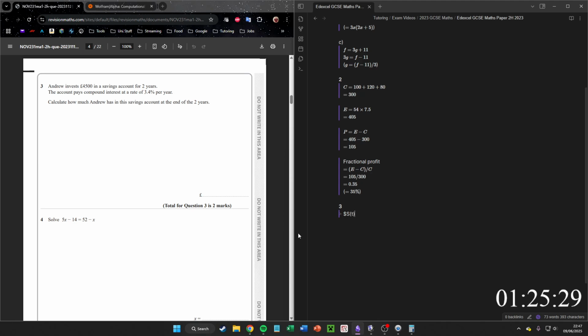S as a function of t is equal to S naught, the initial savings, multiplied by the interest rate, where the interest rate is a multiplier, to the power of t, where t is time in years. So I can then do S naught, 4,500, times our multiplier. Because we have 3.4% per year, it's going to be 1.034, and we're taking that to the power of 2 years.